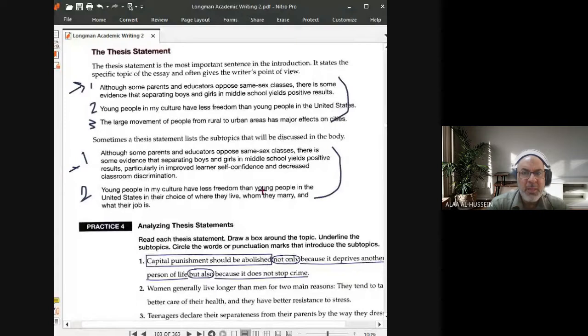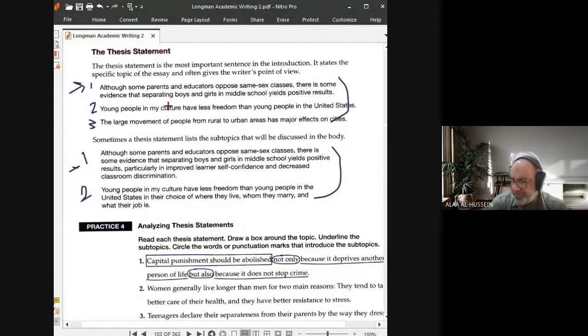Now we have sentence number 1. Although some parents and educators oppose same-sex classes, there is some evidence that separating boys and girls in middle school yields positive results. So where is the topic we are talking about? What is the topic we are talking about?